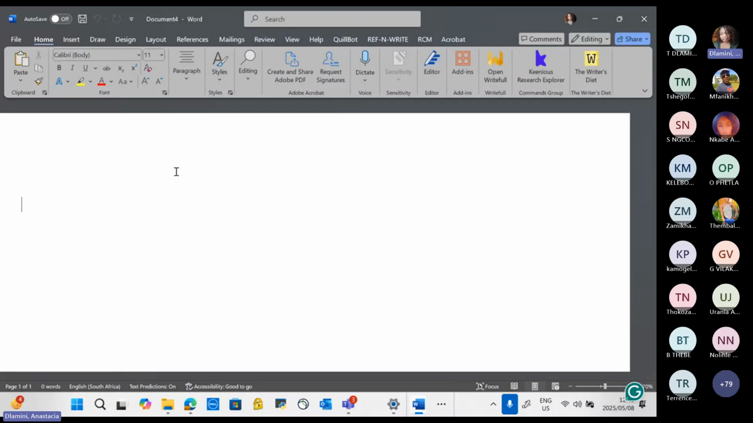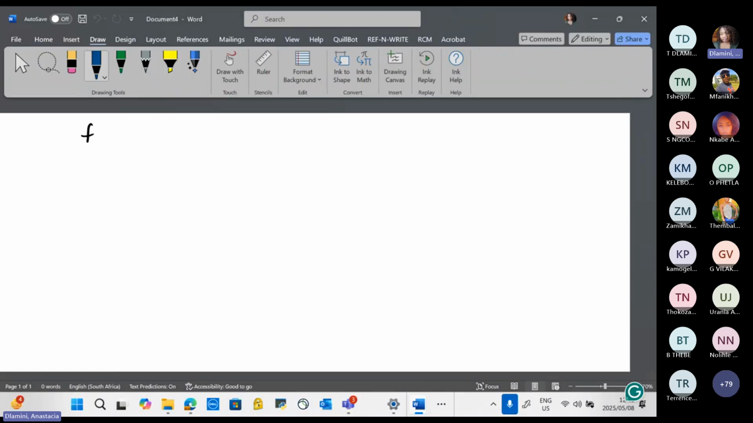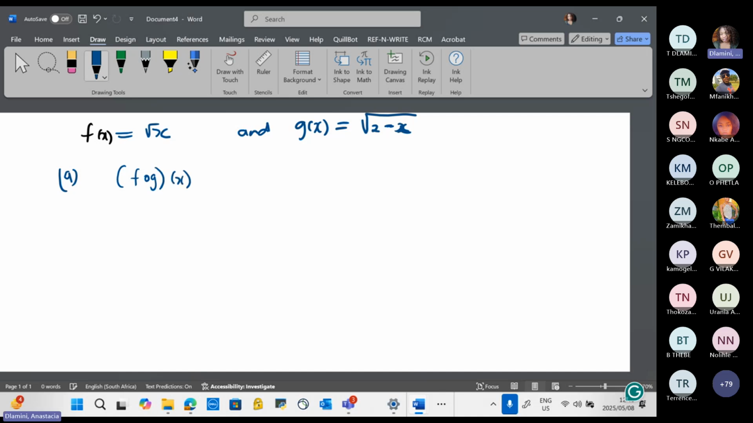But now it says that if we have f of x is equal to the square root of x, right? And we have g of x is equal to the square root of 2 minus x. Are you all together there? Yes, ma'am. Now they say we have A. A is the composition. This is what they want us to find. We know that this is the same as g of x. Can someone give me the answer? I go and see, where do I put what?